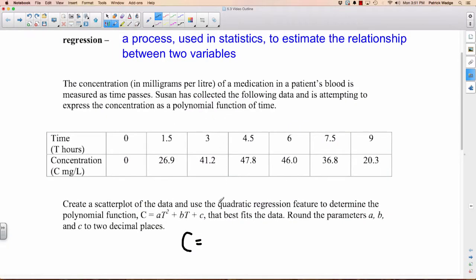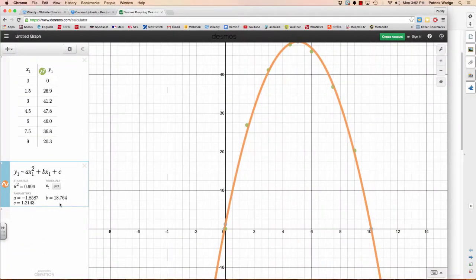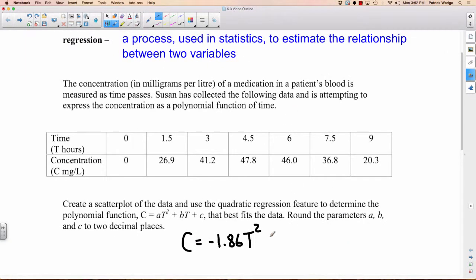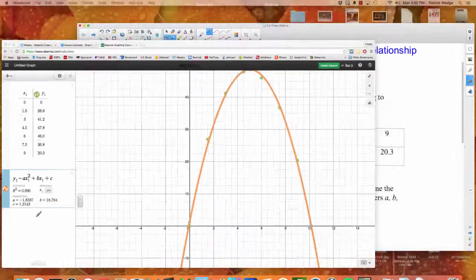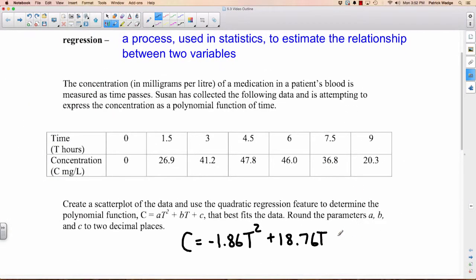So c equals negative 1.86x, but in this case we're using t, and it's actually squared, plus, but before I put plus, let's see what b is. Yeah, it's positive, so plus 18.76 t, instead of x, t, and then I need my c value, so I look at c, and it's 1.21. So plus 1.21. And there we go.